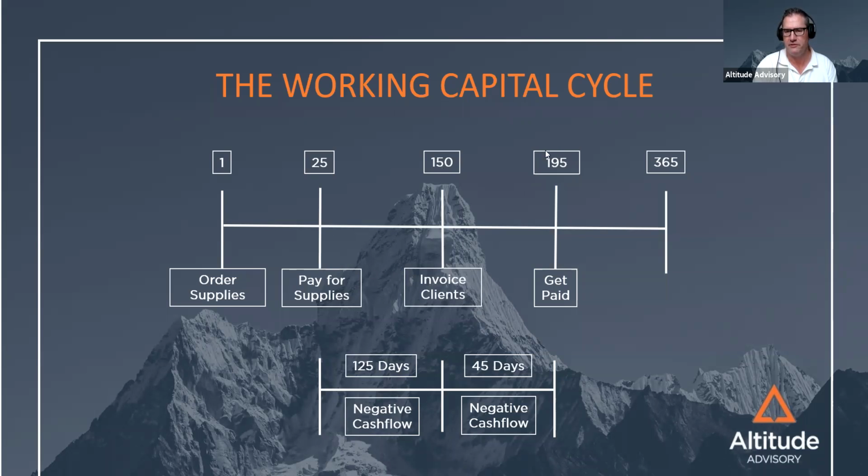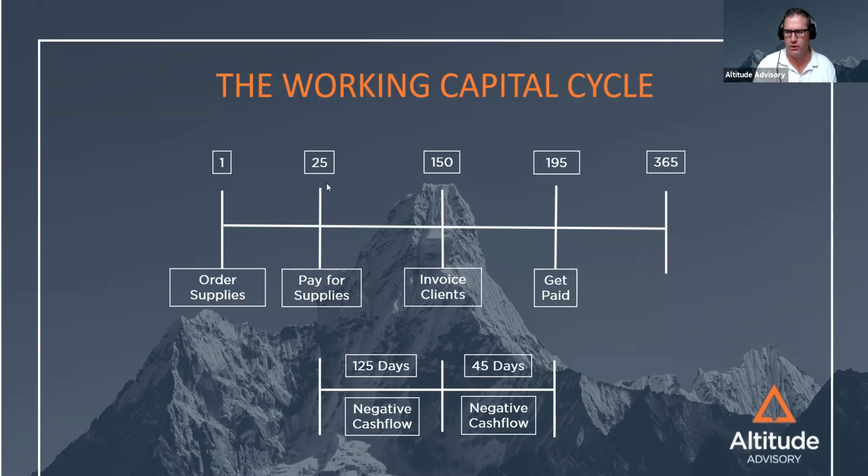Then if you offer 45-day terms for your customers until they pay you, we've got another 45 days of negative cash flow between when you invoice them and when you get paid. So you can see in this scenario here, we've got 170 days of negative cash flow in relation to that particular transaction. Now, like I said, every business is going to be different in terms of what that cycle looks like. But it is critical that you understand what that looks like for you.